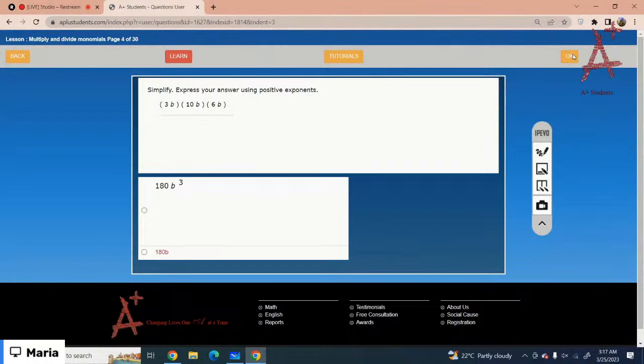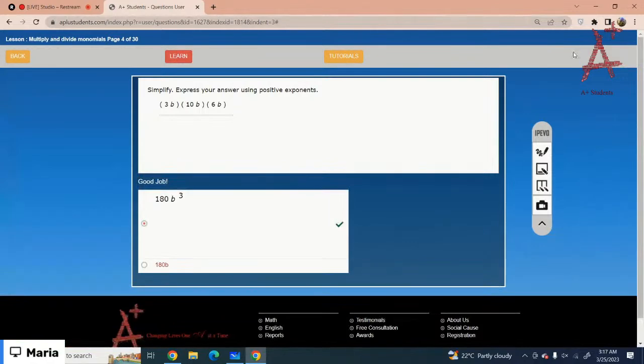Very good. Okay, simplify 3b, 10b, 6b. So which is the correct option? Yes, 10 times 6 is 60. Very good. It is 180b cubed. Option 1 is the correct option.